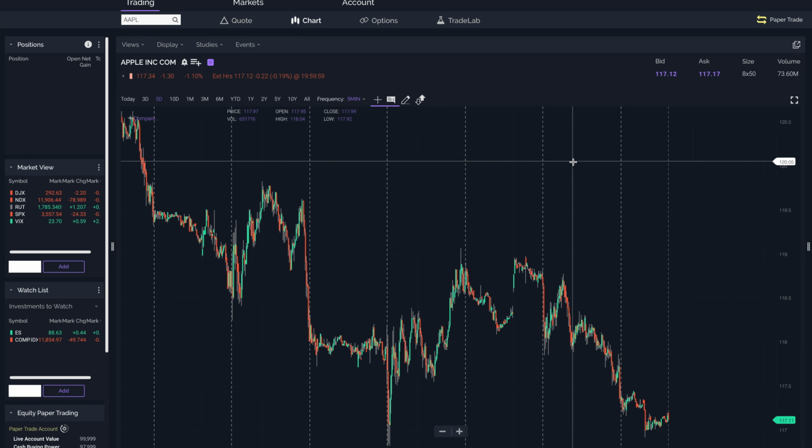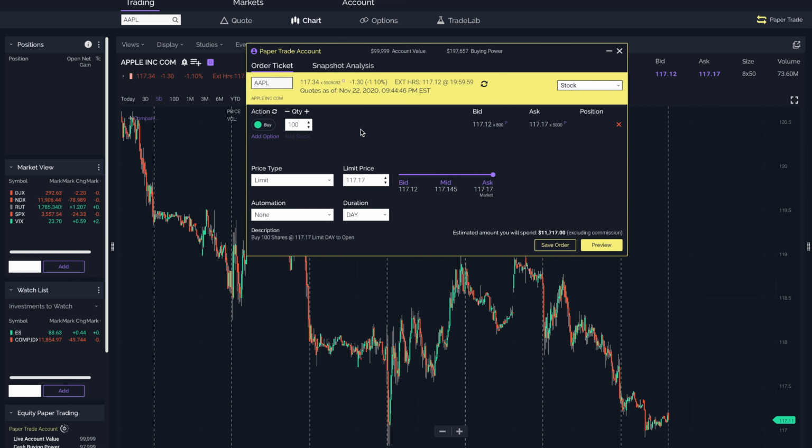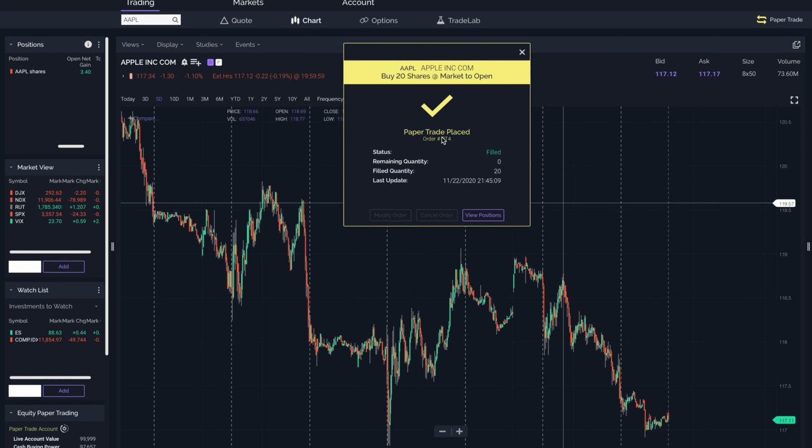Okay, I just realized why it didn't get executed, because I actually placed a limit order. So we're going to do the same thing, but we're going to place a market order. So I'm going to click on the ask to bring up this window. We're going to select 20 shares market. Actually, if you select market, it's going to select automatically the ask price when you're buying and the bid price when you're selling. So again, everything looks good here. We're going to preview the order. We're going to send it. Paper trade placed. There we go.